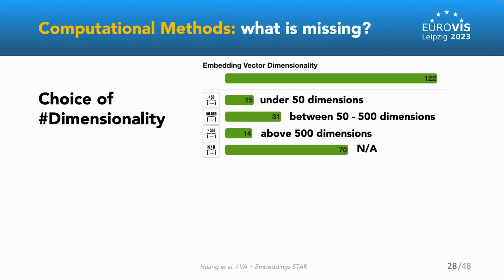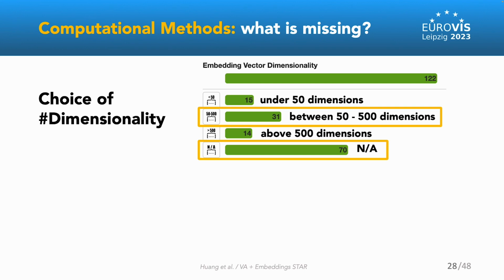The dimensionality of embedding vectors is one of the choices that can be made while computing the embeddings. As seen from the results on the right, it seems that the choice between 50 and 500 dimensions is the most common choice and might be sufficient. However, according to our categorization statistics, many publications do not specify the dimensionality of the used embedding vectors, nor mention the details of other hyperparameters.